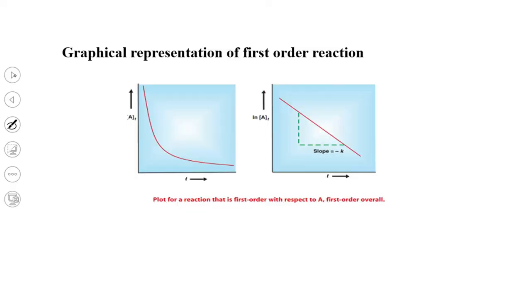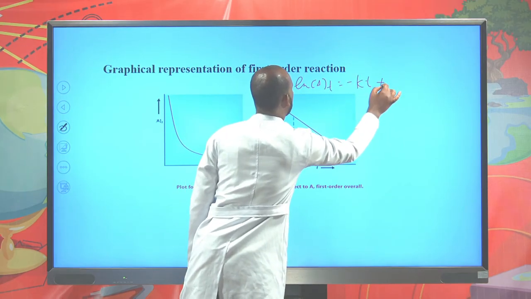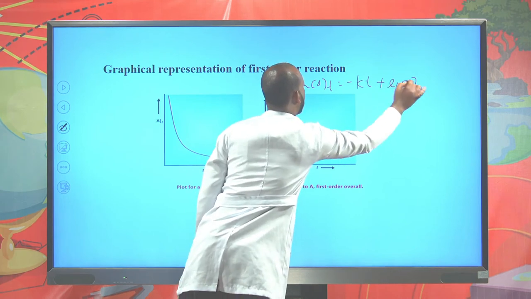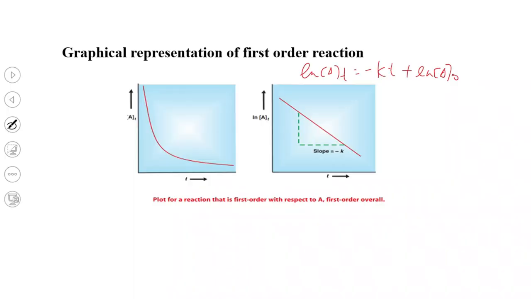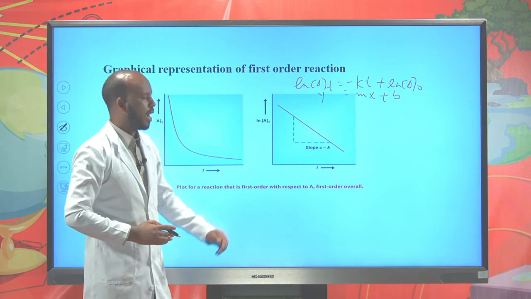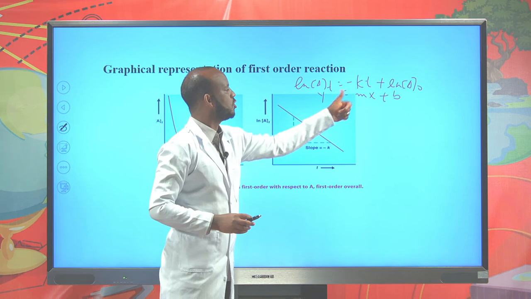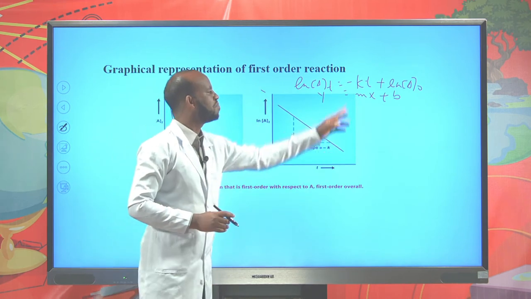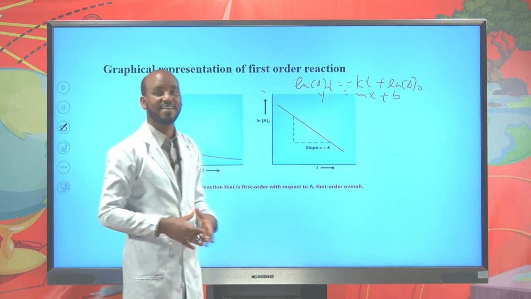Graphical representation of a first order reaction. As we said, the integrated rate equation for a first order reaction is this: ln concentration of M at any time t equal minus kt plus ln concentration of A naught, the initial concentration. Now this equation is similar to the equation of a straight line, which is y equal mx plus b. A plot of ln concentration of M at any time t versus t is a straight line with slope minus k. The slope of this line is the negative rate constant k.